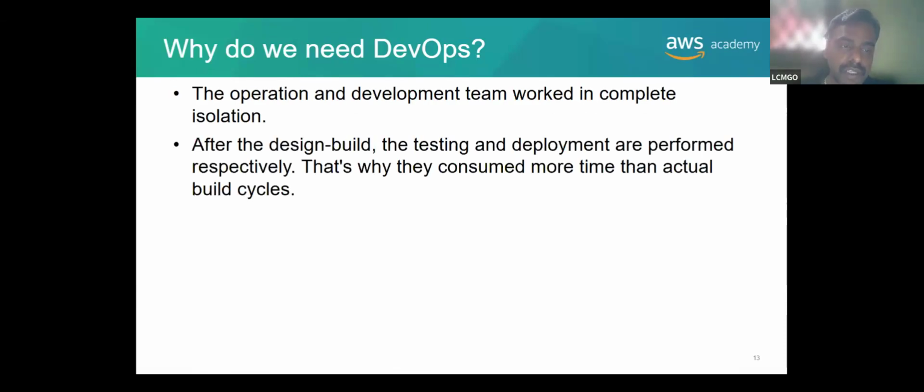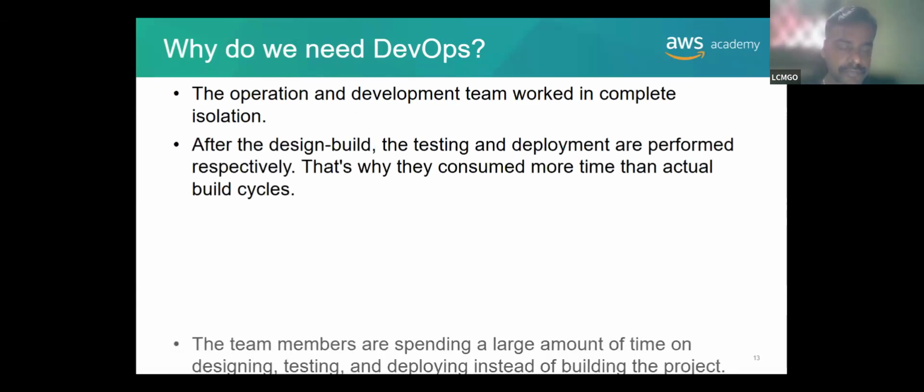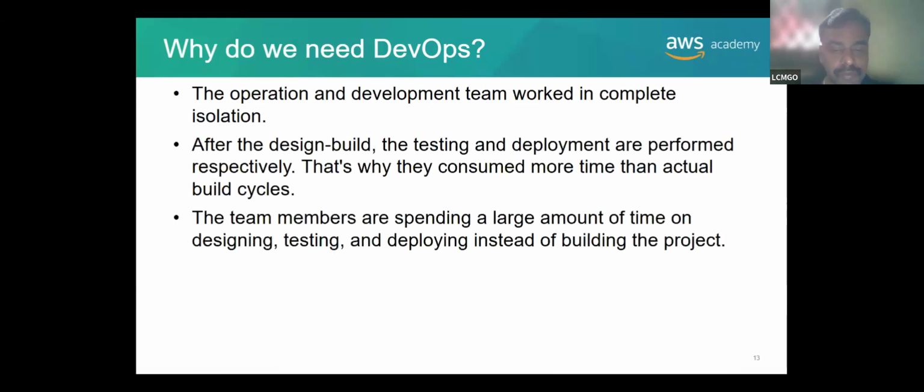So whatever mistake there is, or if the previous department or segment is taking more time, then the actual build life cycle will also get extended. Next, the team members spend a large amount of time on designing, testing, and deployment instead of building the project, because they fully focus on their own things alone.